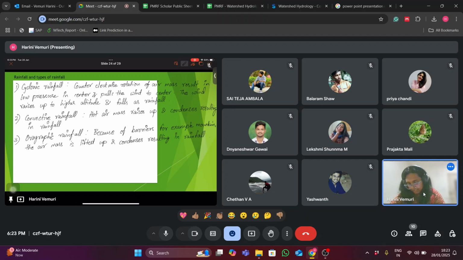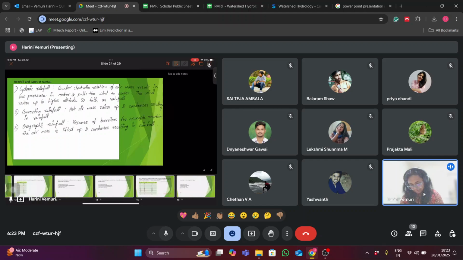So in all the three cases, we can see that the air mass is getting lifted up, and due to high altitudes, the air mass is condensing, which is resulting in rainfall. This is the basic phenomena that is causing rainfall in our place. Okay. So now we will just discuss the questions related to this topic.